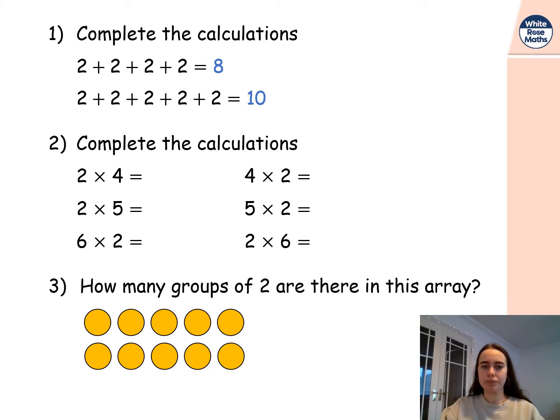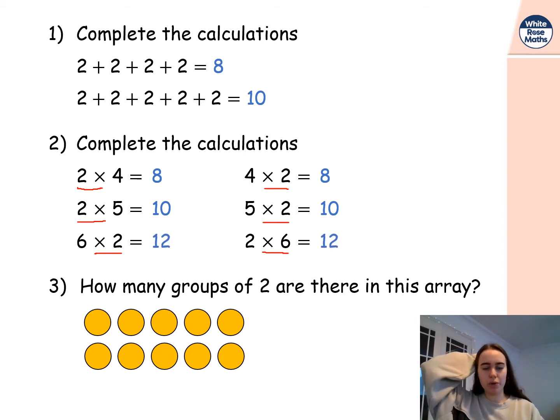Now this time we are multiplying our numbers by 2. Remember, that's the same as doubling, but we are multiplying them by 2. So have a think, have a look now. Do you think you can have a go at answering those questions? Pause the video if you'd like to, and I shall put the answers up now. So 2 multiplied by 4, or switched around, equals 8. 2 multiplied by 5 equals 10. And 6 multiplied by 2 equals 12.